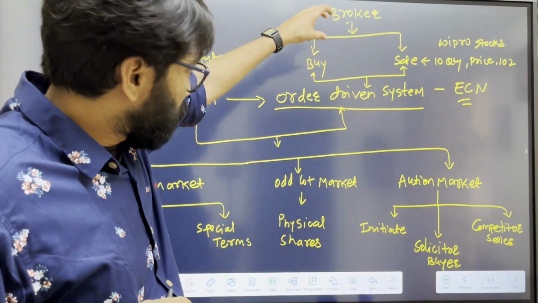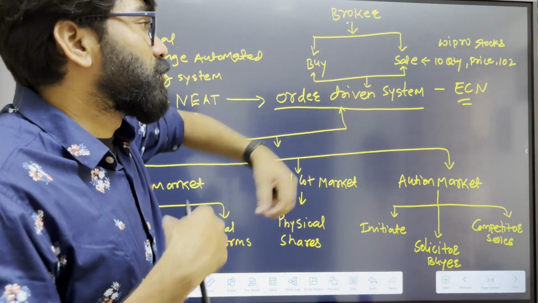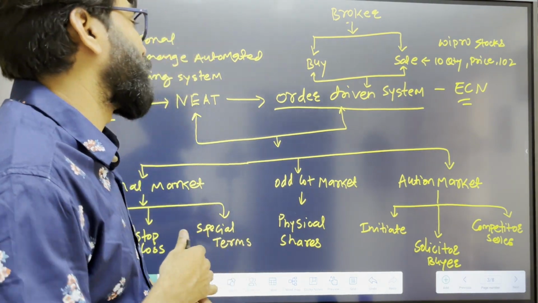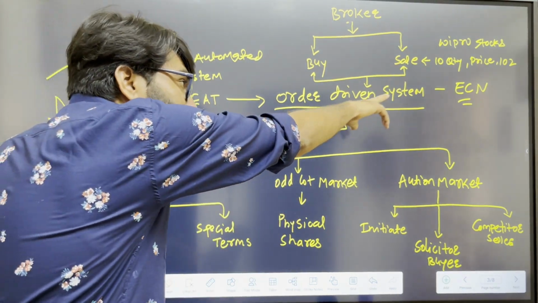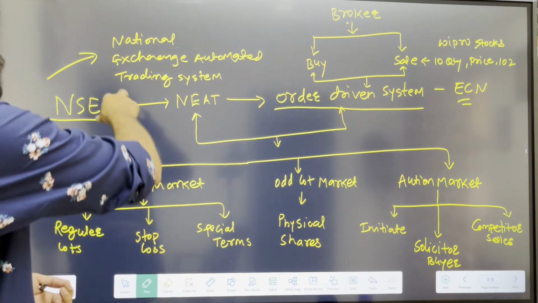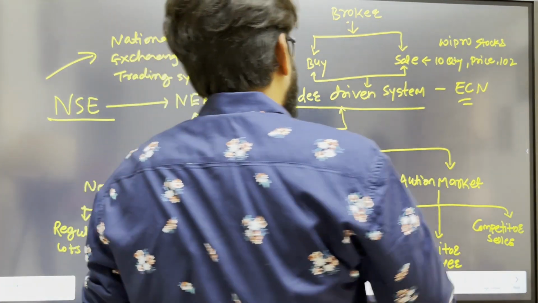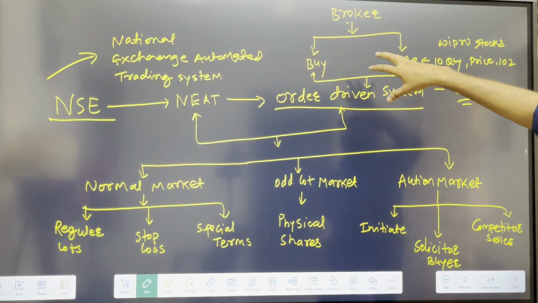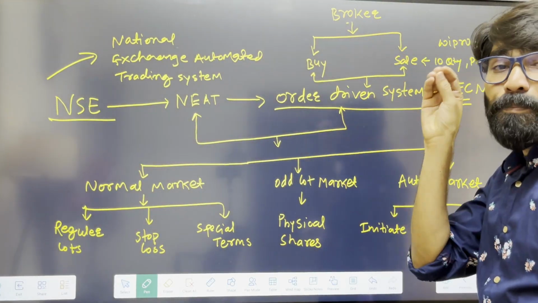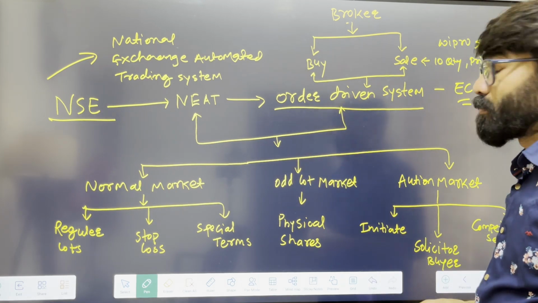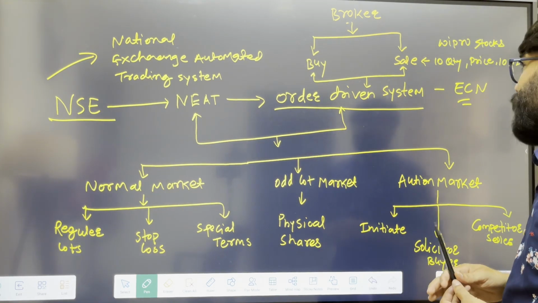And then look for investment, and once you look for investment, you can send the buy and sell orders through an order driven system, or I would say through National Exchange Automated Trading Systems, right? And once you send the order, if that order matches the parameters, quantity and price, of course, then that will get executed.